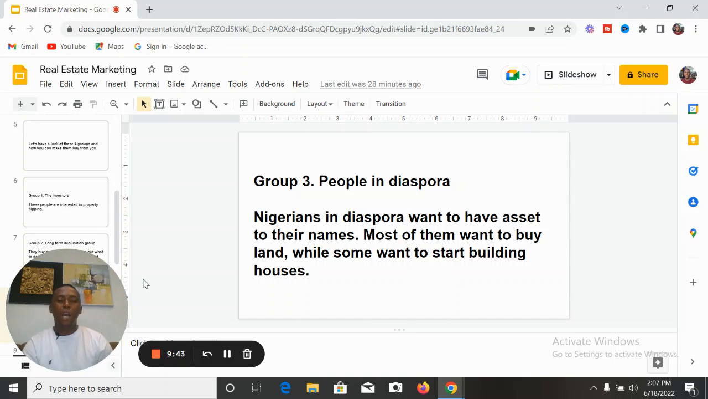You find them by Facebook ads. You find them in different Facebook groups. You find them on Twitter. You find them in your friend's WhatsApp status. So you tell your friends to help you post about what you do on their WhatsApp status, and they will help you. Find these people and sell to them. They are the third group of real estate audiences. These people are buyers. Let's go to the fourth one.